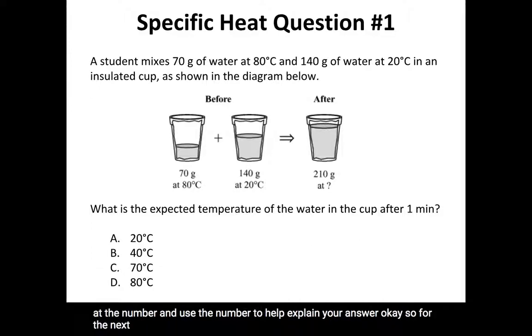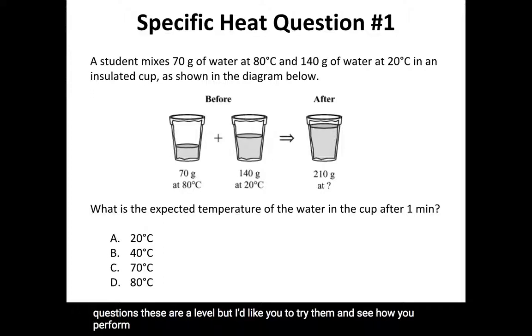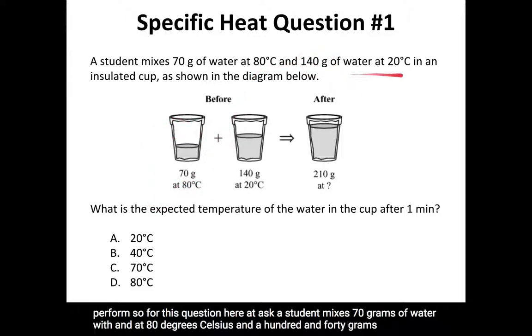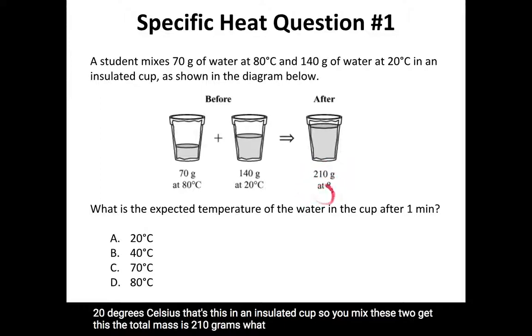Okay, so for the next few questions, these are MCAS. These are more advanced questions. These are A-level. But I'd like you to try them and see how you perform. So for this question here, it asks, a student mixes 70 grams of water at 80 degrees Celsius and 140 grams of water at 20 degrees Celsius, that's this, in an insulated cup. So you mix these to get this. The total mass is 210 grams. What is the final temperature?